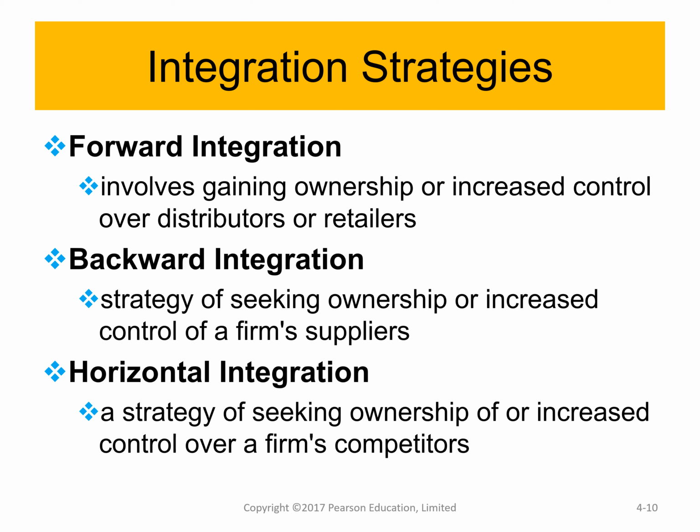Now, some of the strategies that I provided in the listing earlier include forward integration, which involves gaining ownership or increasing control over distributors or retailers. So you are looking at the supply chain. And then backward integration will be strategies of seeking ownership or increased control of a firm's own suppliers. Horizontal integration deals with seeking ownership or increasing control over the firm's competitors.